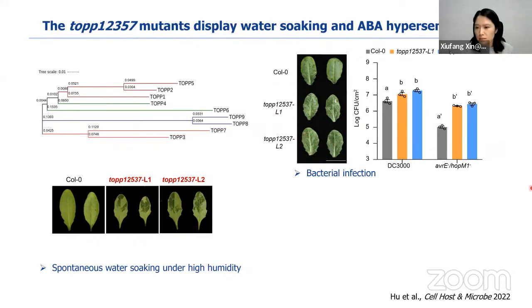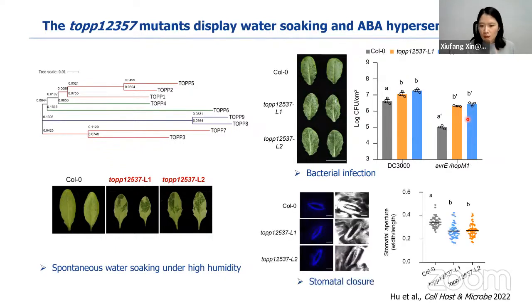And this is accompanied by higher bacterial growth in this mutant. And then in addition, we wondered why this mutant shows this interesting water-soaking phenotype. And then we found that this mutant actually shows ABA hypersensitivity. So here I'm just showing you one of the assays for ABA sensitivity.